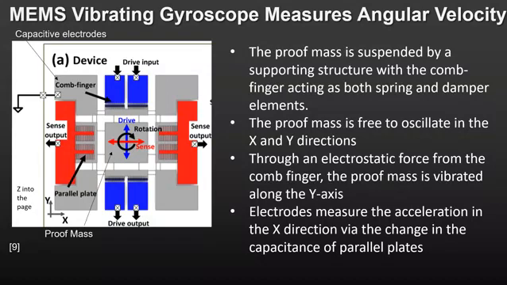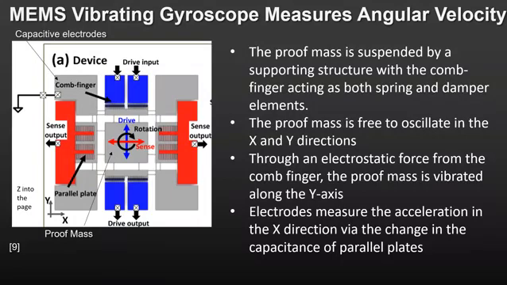A MEMS vibratory gyroscope measures angular velocity via the Coriolis effect. Remember that one? It was the core principle used in the Coriolis flow sensor. The basic concept of this gyroscope is shown in the diagram on the right. A proof mass is suspended by a supporting structure, with the comb fingers acting as both spring and damper elements. The proof mass is free to oscillate in the X and Y direction.